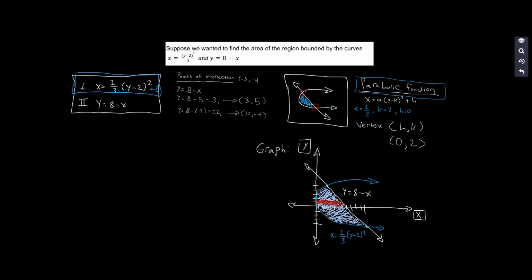A horizontal slice always means that you're going to integrate with respect to y. Now, if this were to be rotated 90 degrees, that means that it would be a vertical slice, and you would integrate with respect to x. But because of the orientation of the line and parabola, it's a horizontal slice, thus we will integrate with respect to y.